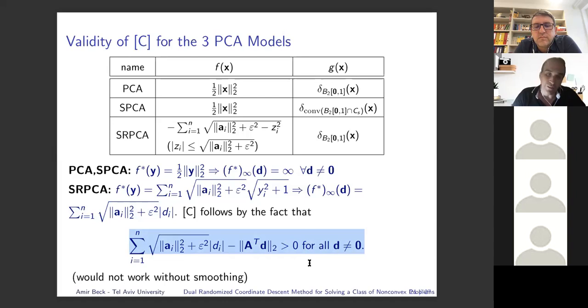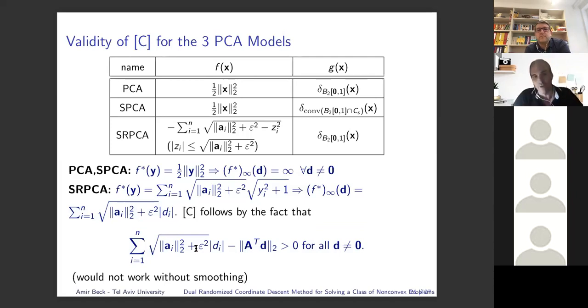And if we didn't have the epsilon, then it would be a problem. Then it would not be satisfied, and actually the entire method would not be defined. So this is the real reason why I added this epsilon squared, because otherwise this approach doesn't work.